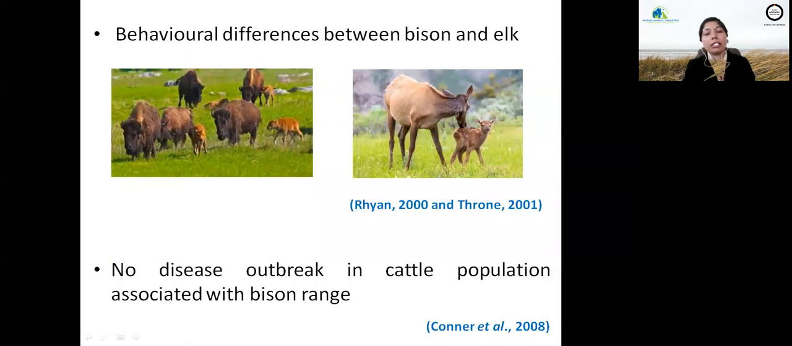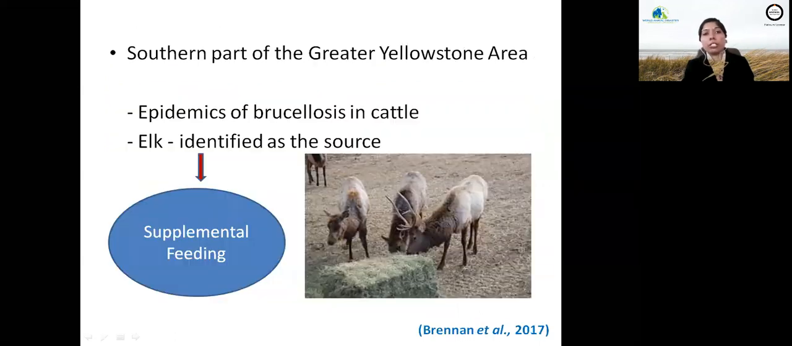But in the case of elk, their calving is in isolation and they stay away from their herd for a couple of days, even weeks, and they readily eat all the placental membranes. So elk is not the reservoir, but bison act as the reservoir of this disease. But no disease outbreaks were observed in cattle populations associated with the bison range, because the bison had the habit to graze away from the cattle. But in the southern part of the greater Yellowstone area, there were sudden epidemics of brucellosis in cattle, and elk were identified as the source of infection.